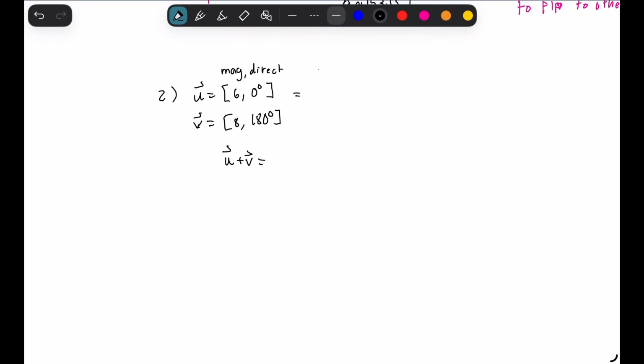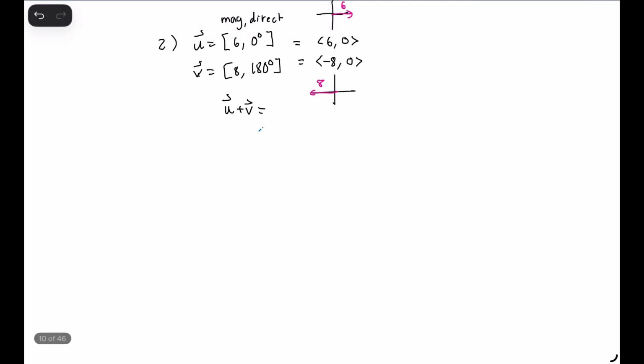If we have a direction of 0 degrees, that means our vector is going to point to the right. So it's going to be this, and it's going to be 6 long. And if we have a vector pointing in 180 degrees, it's going to be this way, and that vector is going to be 8 long. So we can write these as 6 in the horizontal direction and 0 in the vertical direction. And this one is going to be negative 8 in the horizontal direction and 0 in the vertical direction. Now, all we're going to do is add the vectors.